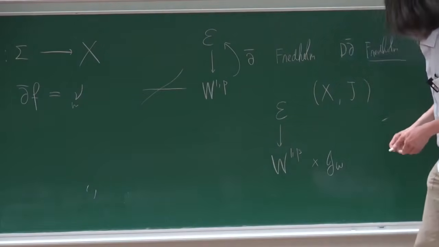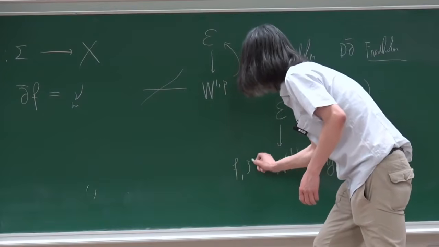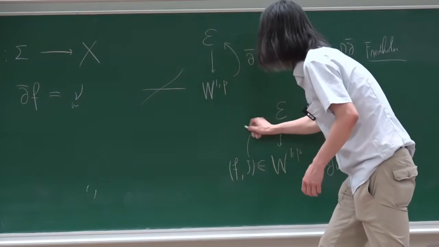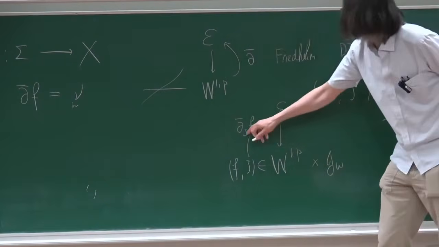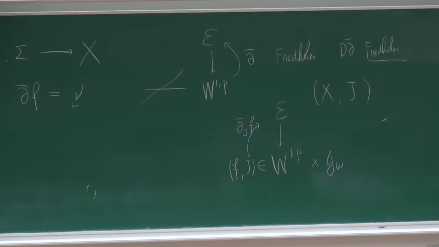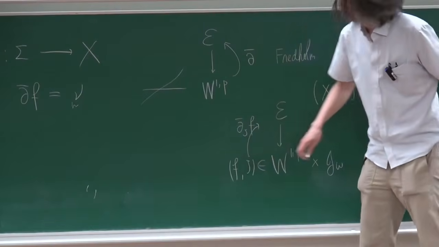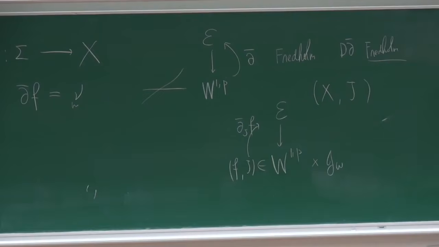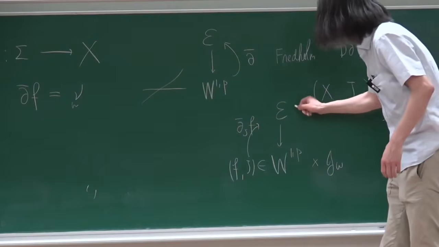So here you take a map F and J, and then consider the section like d bar of J of F. Now we may vary J. So just vary J, right? And then somehow there is more chance to make it transversal. So maybe I may just make it like this.